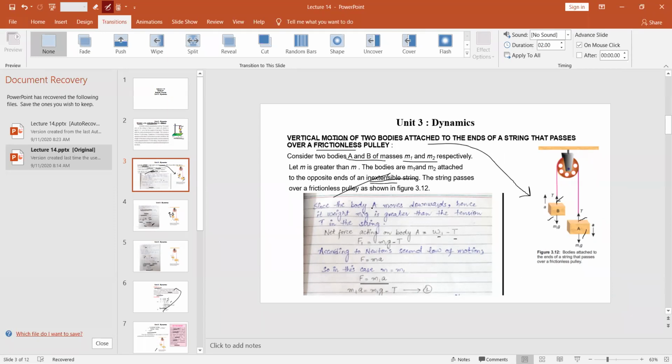I told you what a frictionless pulley is. What our main task is over here is this case, and we have to find out the tension and the acceleration regarding this case, right? Consider this object.